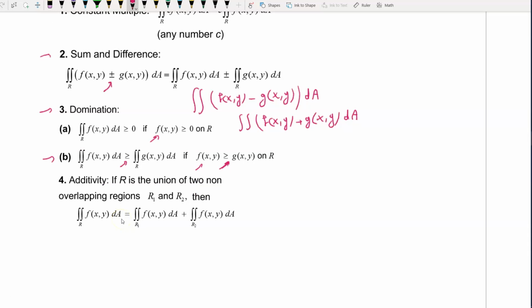Now here we have region R as the union of two non-overlapping regions R1 and R2. This double integral on this region R, for f of xy with respect to A, is equal to the double integral of f of xy with respect to A, this is for region R1, and here is for R2. So adding, for the second part, it is the double integral of f of xy with respect to A, and this is for region R2.